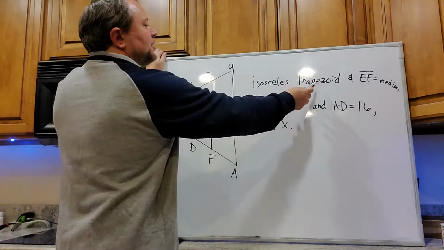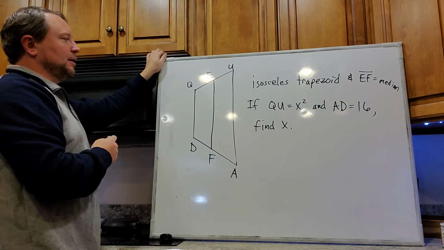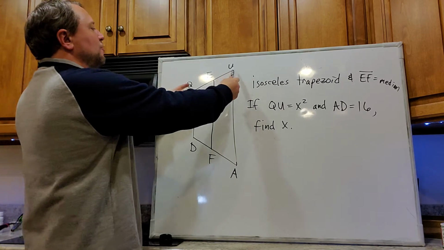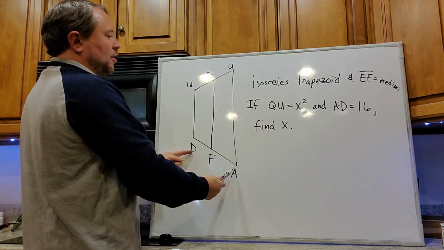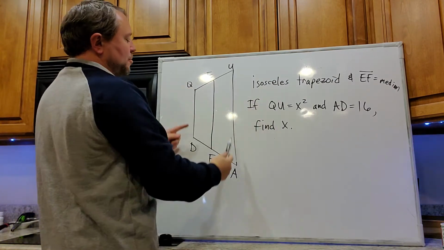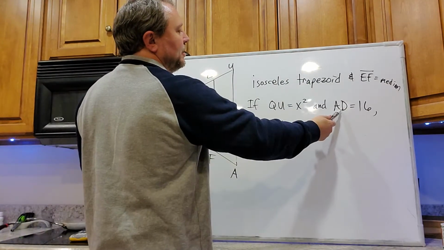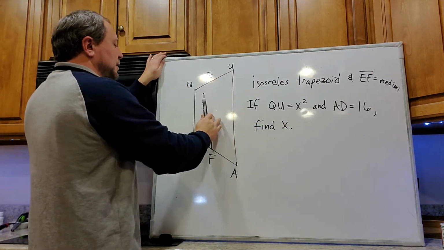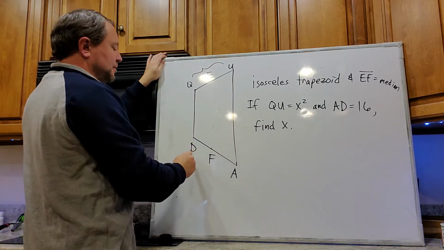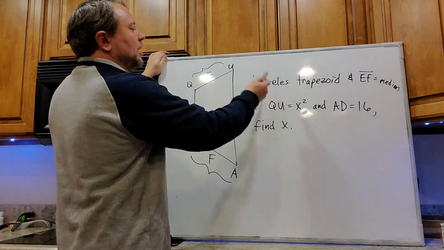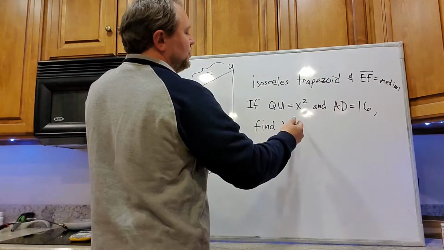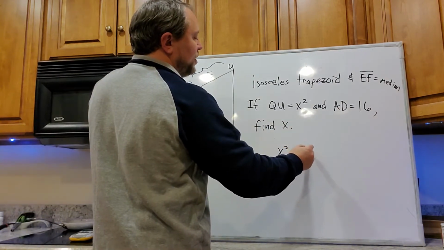All right, so an isosceles trapezoid, I want you to keep in mind, is called isosceles because it already has overall legs that are going to match. So QU, that full length QU, is going to match the full length DA or AD. So in this problem, we could ignore that median down the middle. We're looking at this entire length and this entire length, and on an isosceles trapezoid, those match. So I know that these two are equal to each other, so I can just say x squared equals 16.